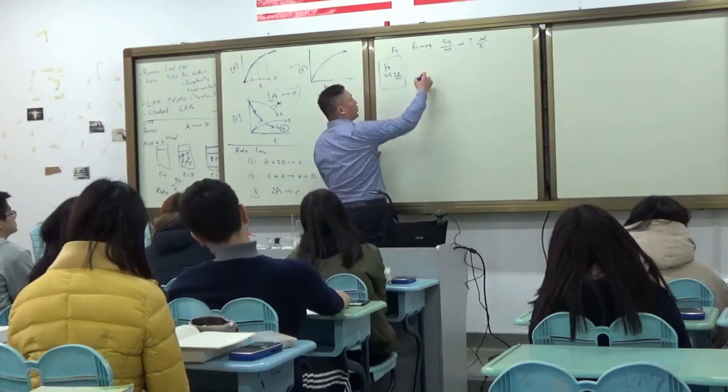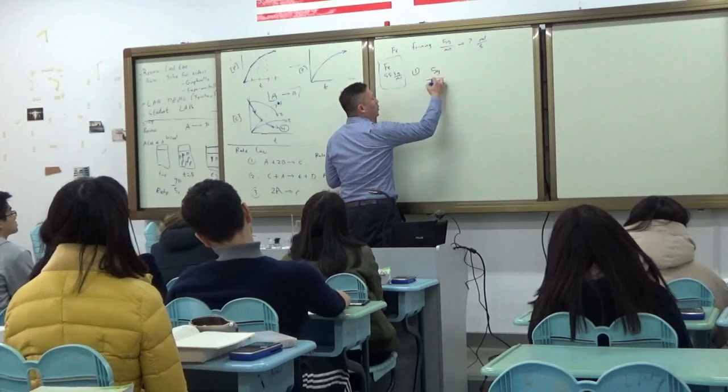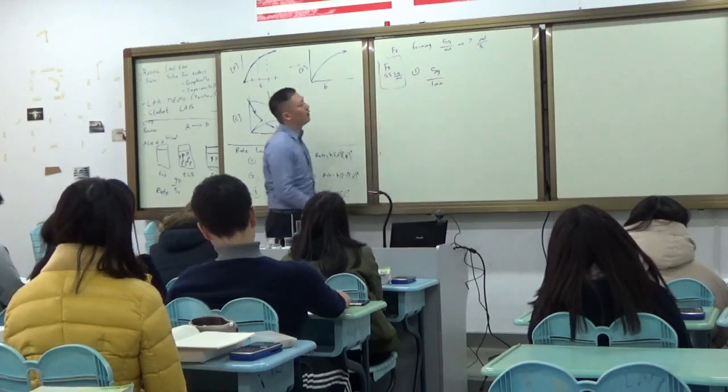Okay, but anyways. So what you really always do, number 1, write down what you have. I have 5 grams per 1 minute, okay, of iron.